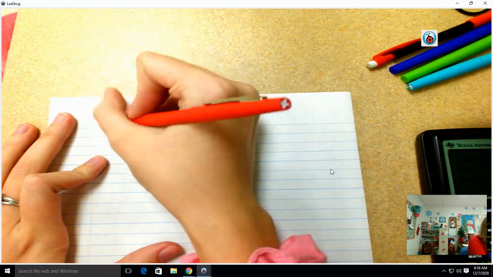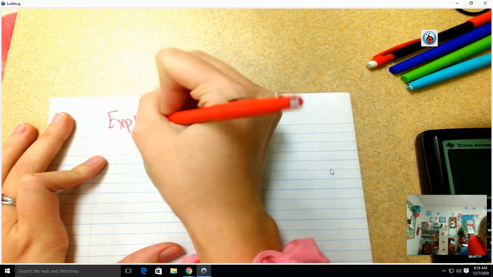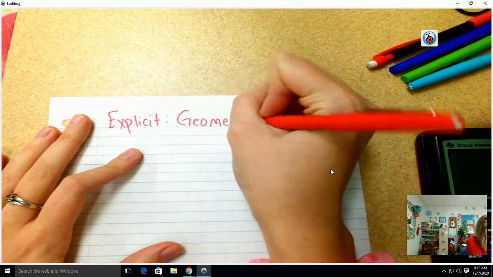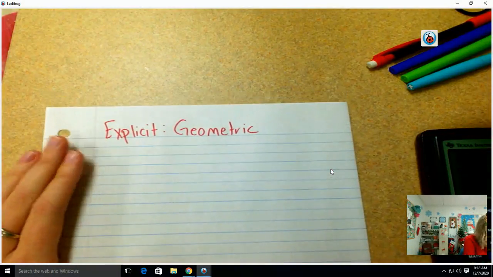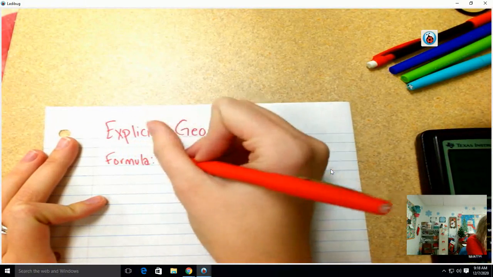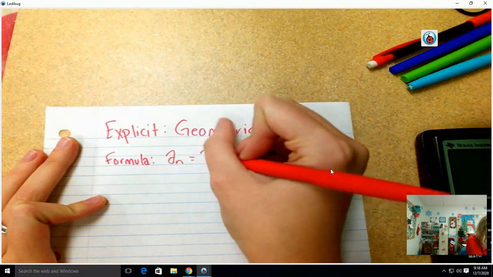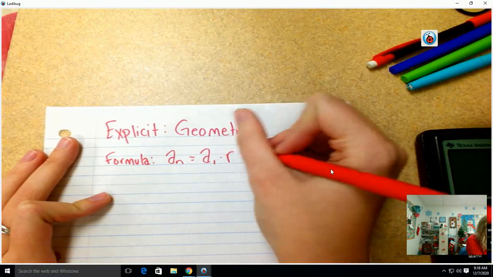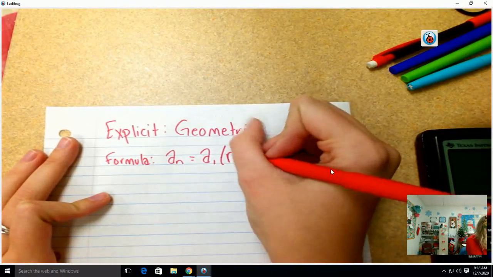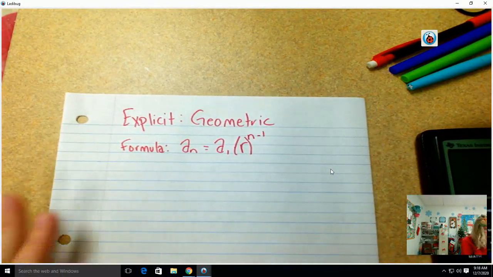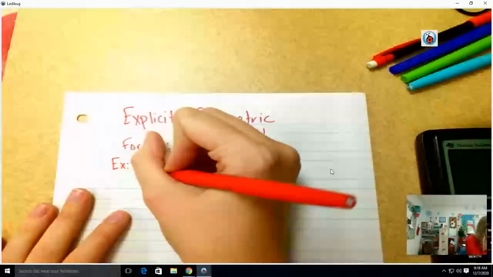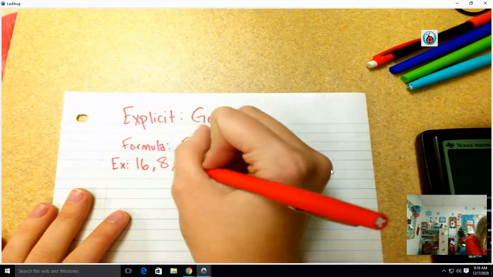And then lastly, we're going to be doing explicit formula. So the explicit formula is the same as when we did finding the nth term. So the formula for this one is a sub n equals a sub 1 times r to the n minus 1. Or if you just want to think about this multiplying like that, that's fine too. So remember, we're just writing general equations, so nothing too scary here.